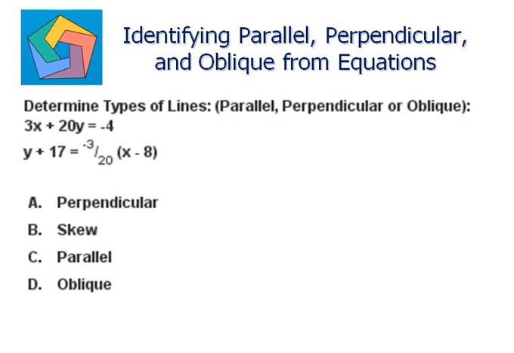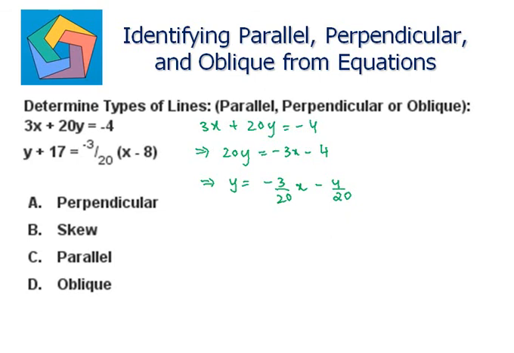Determine the types of lines, parallel, perpendicular or oblique. 3x plus 20y is equal to minus 4. y plus 17 is equal to minus 3 by 20 times x minus 8. 3x plus 20y is equal to negative 4. This implies 20y will be equal to minus 3x minus 4. We subtracted 3x both sides. Dividing by 20 now, y is equal to minus 3 by 20 x minus 4 by 20. So m1 becomes minus 3 by 20.